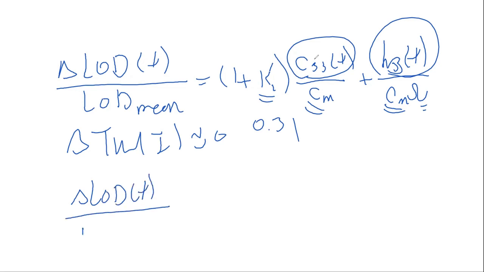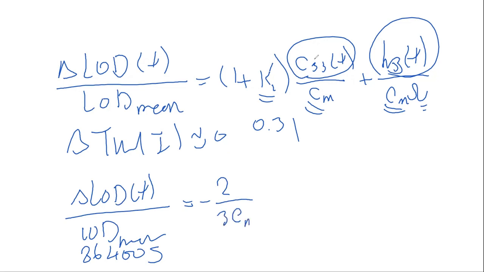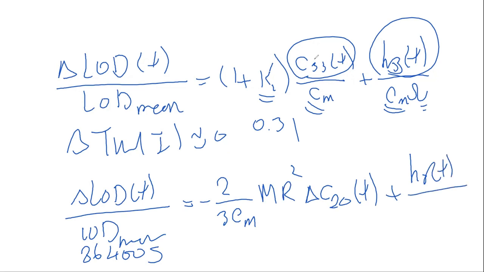The ratio of the length of day to the mean, which we already have, 86,400 seconds, can be determined like that: 2/3 times M, the mass of the Earth, times the radius of the Earth, times the changes of the second degree harmonic in time, plus the third angular momentum of the Earth, Cm and omega.